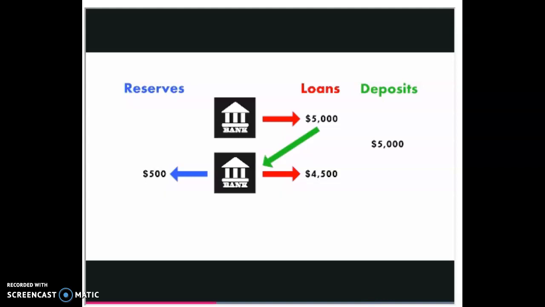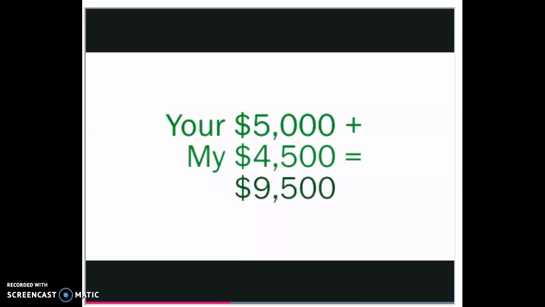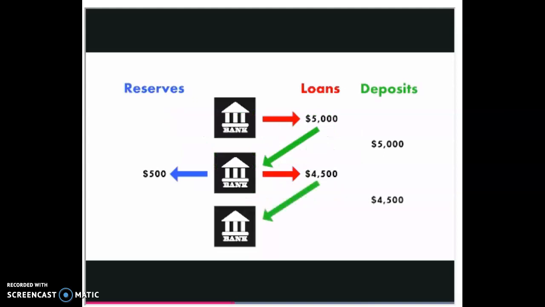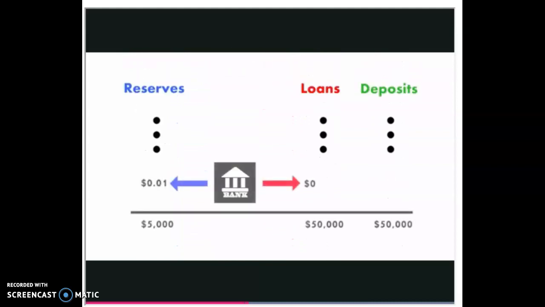When that happens, more money is created, because you still have your $5,000 deposit, but I have a new $4,500 loan, so now we collectively have $9,500. I'll deposit my $4,500 into my checking account, and my bank can lend out 90% of that, or $4,050. This process can continue until all of the initial $5,000 is held as required reserves. Here we see the money creation process ending when the last penny is held as reserves. The bottom row shows the total amount of reserves, loans, and deposits that resulted from the initial $5,000 bond purchase.